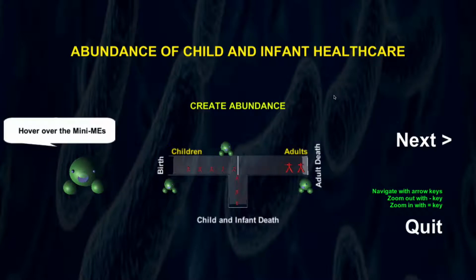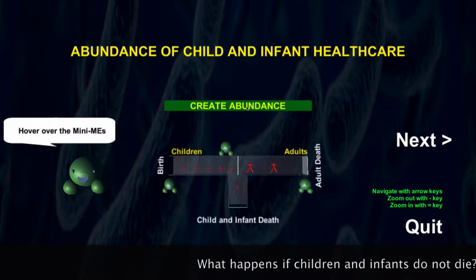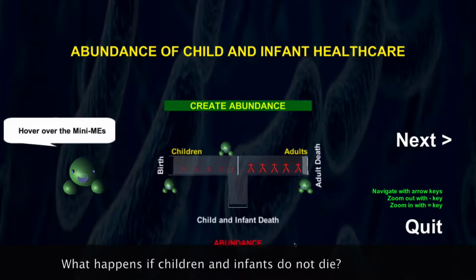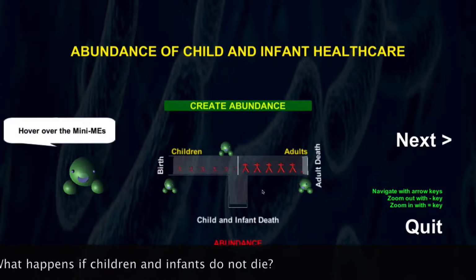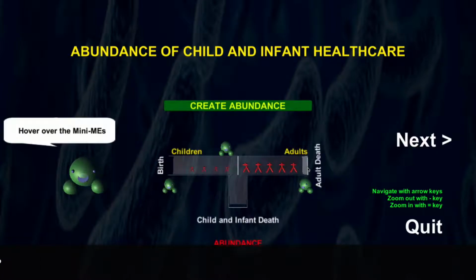And what we're going to talk about in this series is what happens if children and infants don't die, or rather there's such an abundance of child and infant health care that almost every child lives. So let's create that in this picture. There we go. Now we have the abundance of health care, and you see in this picture now that no children are dying, and every child is becoming an adult that after some lifespan eventually dies.